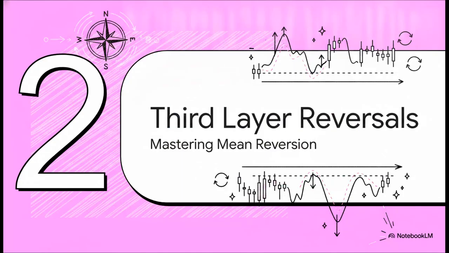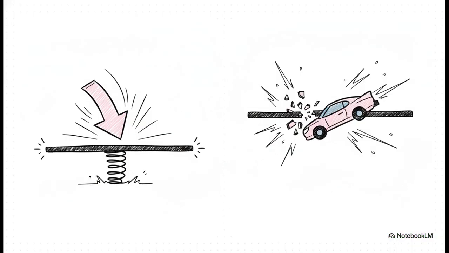Section 2. Mastering third-layer reversals. To really grasp this strategy, you absolutely have to understand the market psychology the author outlines. Think about it. Are responsive participants stepping in to push the price back to value? Because that's what drives a third-layer reversal. Or are initiative participants stepping on the gas and aggressively forging new value? That's what drives a 4th-layer breakout. Knowing exactly who is in control dictates your entire approach to a trade.